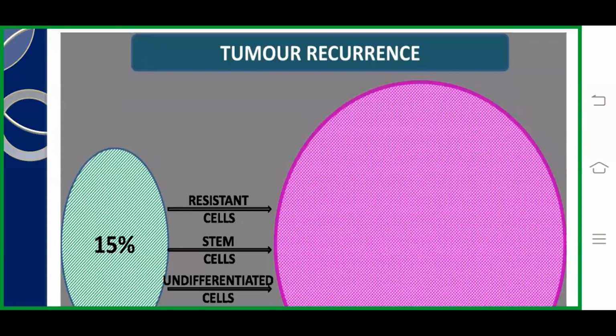And in addition to that, they have embryonically undifferentiated cells. These undifferentiated cells are responsible for the secretion of certain growth factors, as well as placental hormones, as well as antigens, and also the basic carcinogenic antigens and all. As a result, this 15% becomes responsible for tumor recurrence.